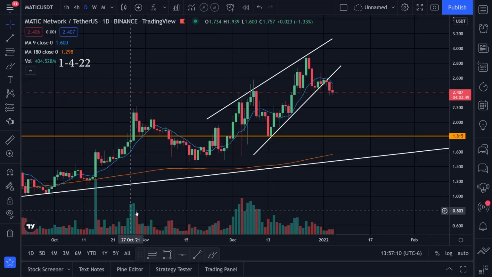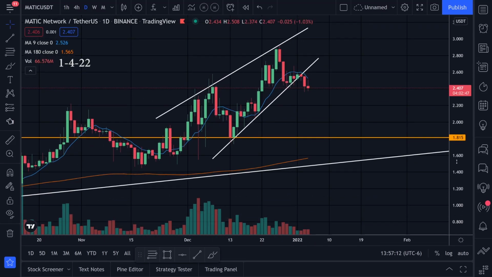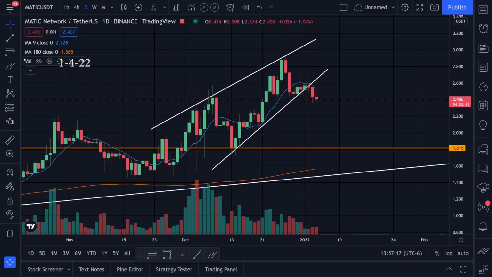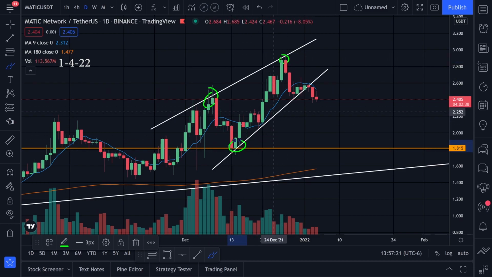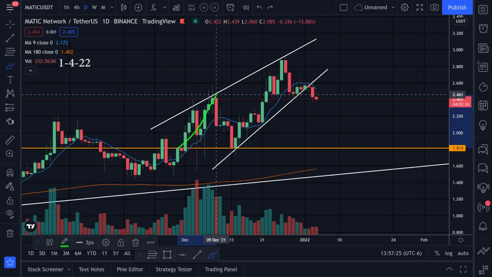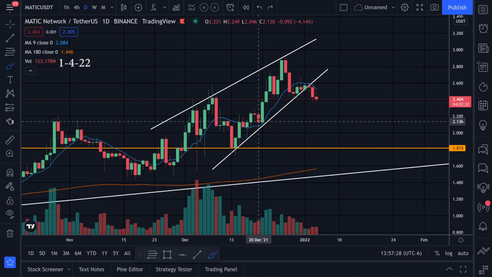Let's take a look at the chart for Matic. Okay, so here is what I'm looking at on Polygon. So we're on the daily time frame right now, and we have resistance right here, we have support right here, and we had support right there. I was watching this channel pattern going to the upside, or a wedge pattern kind of.